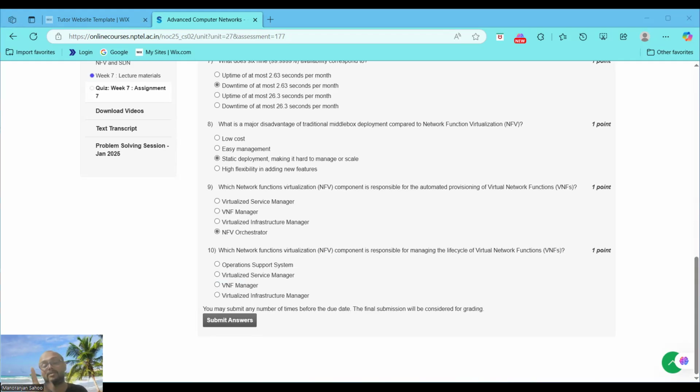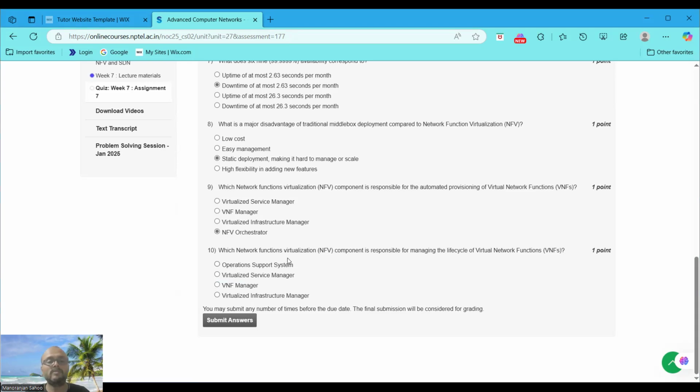A is incorrect because there is no such component. Option B, VNF manager, manages VNF life cycles, not provisioning. C, virtualized infrastructure manager, that is VIM, manages resources, not VNF provisioning directly. That's why only option D, the NFV orchestrator, is the right answer. Now moving to question number 10.